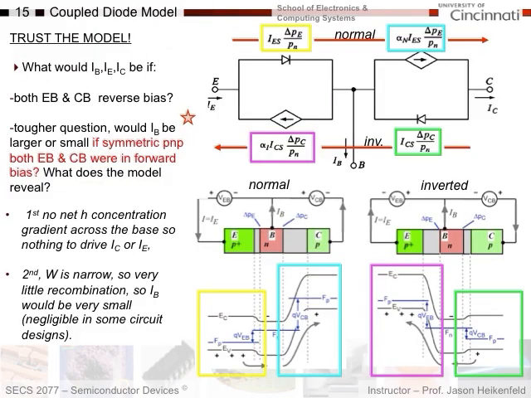So here's the cool thing about the BJT's coupled diode model. You can really trust the model. So let's ask ourselves what all our currents would be, first off, if both the emitter base and the collector base were reverse biased. So what would happen if I reverse bias both of these sections of the BJT? How big would my currents be? Well, if you reverse bias a diode, my excess carriers at either side of the base go to 0, right? It would be 0 here and 0 here at both edges of the base.